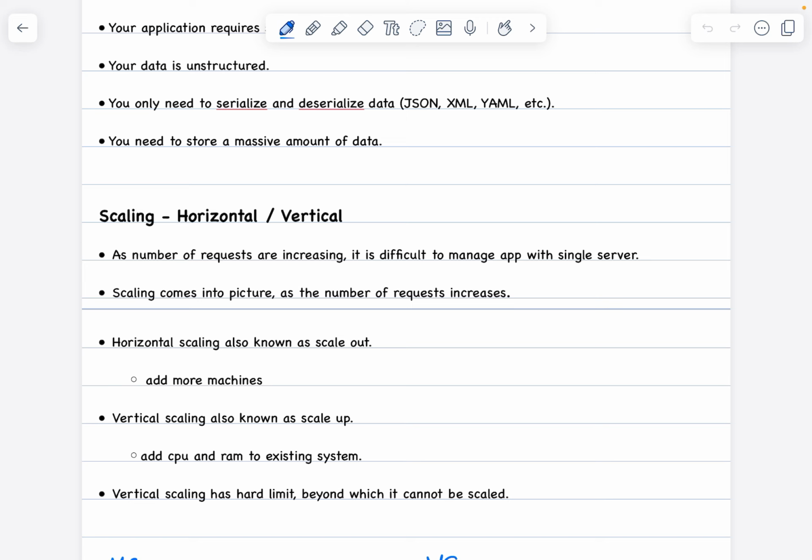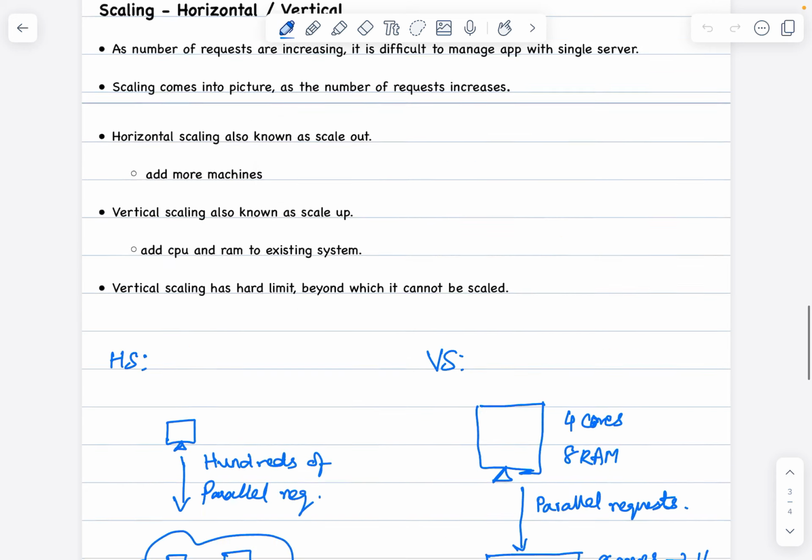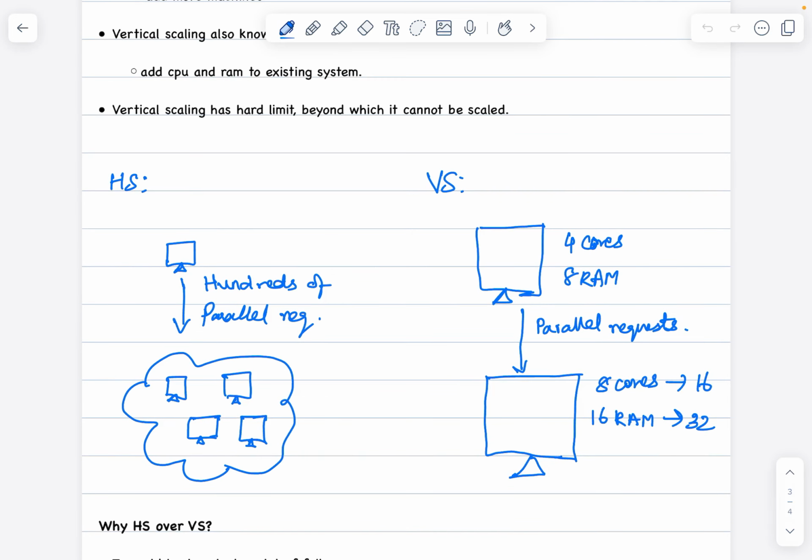When it comes to vertical scaling, consider you have a single system. Currently it has four CPU cores and 8 GB RAM. Now, when the number of requests is increasing, you try to increase the CPU and RAM of that particular system. So it can be understood here: in horizontal scaling, you have one system, and when the number of requests is increasing, you have a bunch of systems. In vertical scaling, currently you have 4 cores and 8 GB RAM. When parallel requests come in, you increase the number of cores and you increase the RAM. That's how scaling works in both of these.